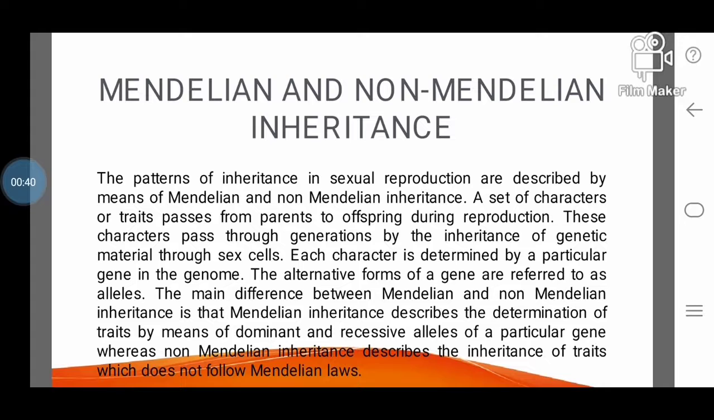The main difference between Mendelian and non-Mendelian inheritance is that Mendelian inheritance describes the determination of traits by means of dominant and recessive alleles of a particular gene, whereas non-Mendelian inheritance describes the inheritance of traits which do not follow Mendelian laws.